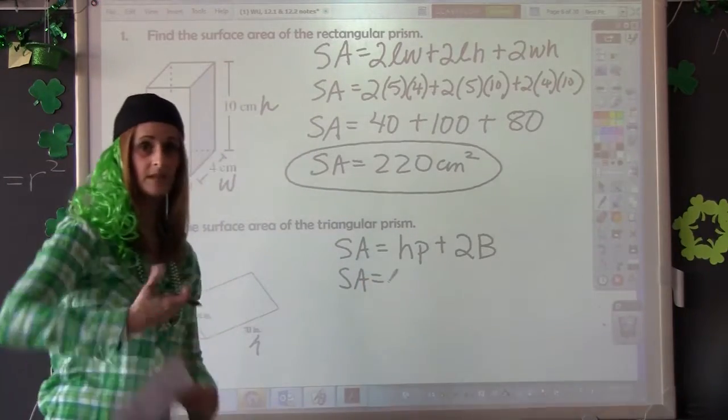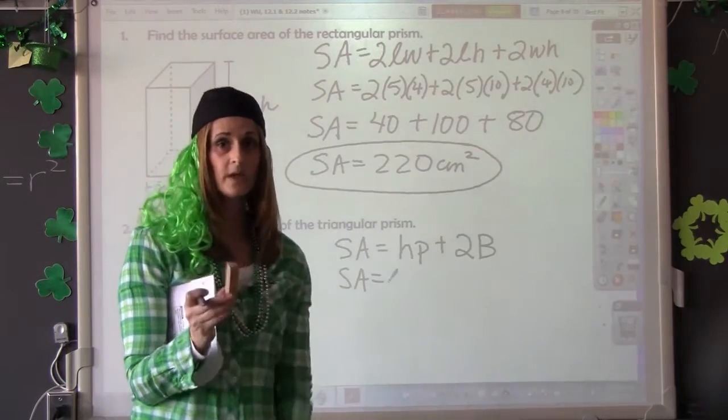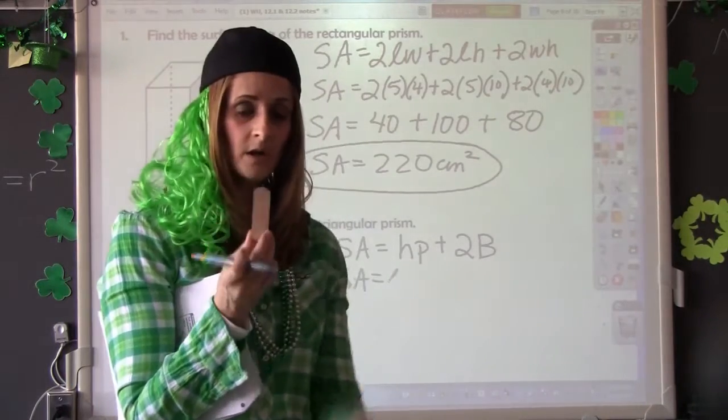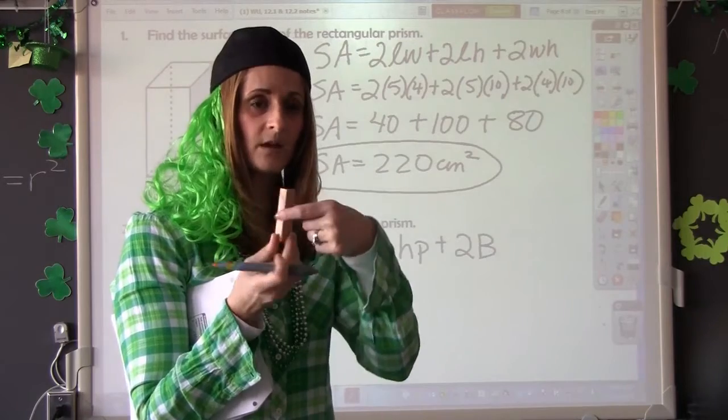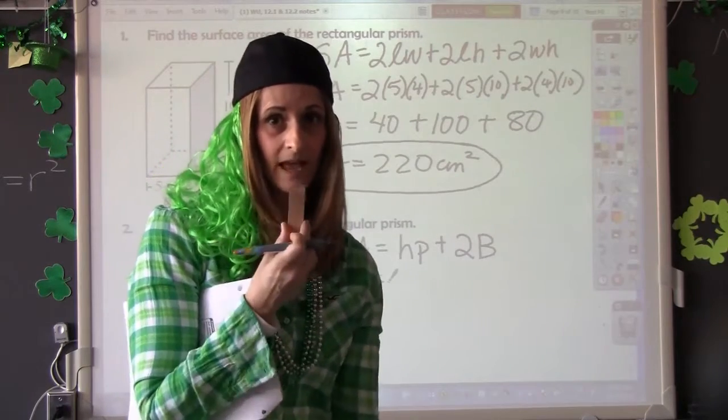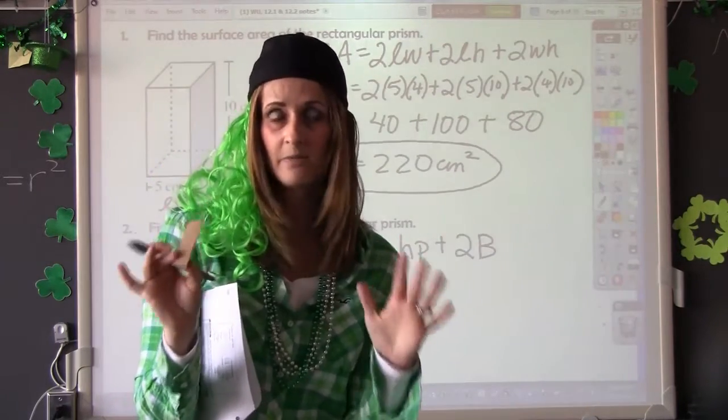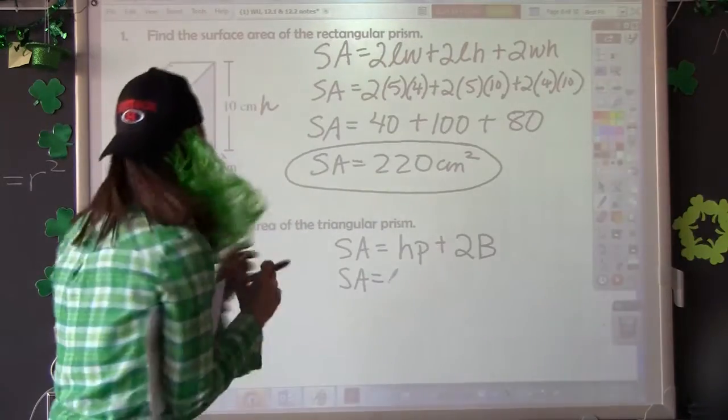So let's substitute. If you don't want to use these formulas, I do not care. If you understand what you're doing, you want to find the area of this triangle, or sorry, rectangle, area of this rectangle, area of this rectangle, area of the 2 triangles separately and add them, what do I care? It's the exact same thing. Okay? Surface area. All right.